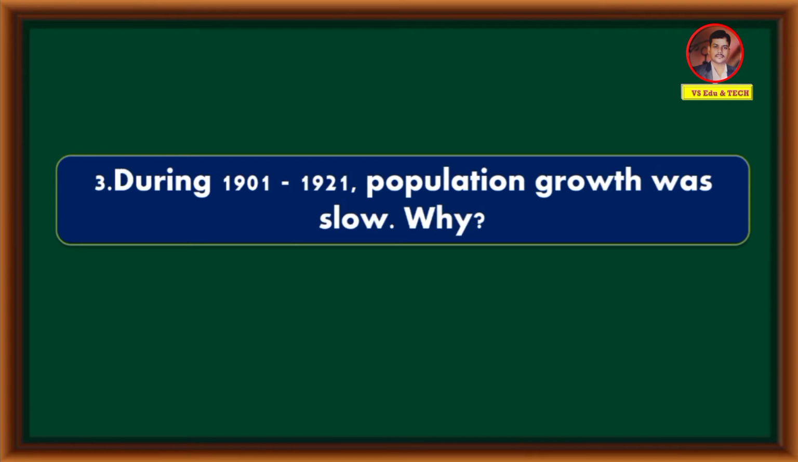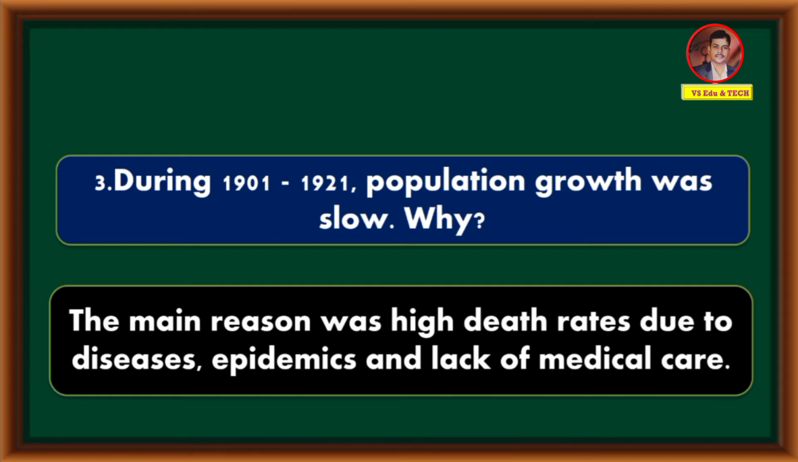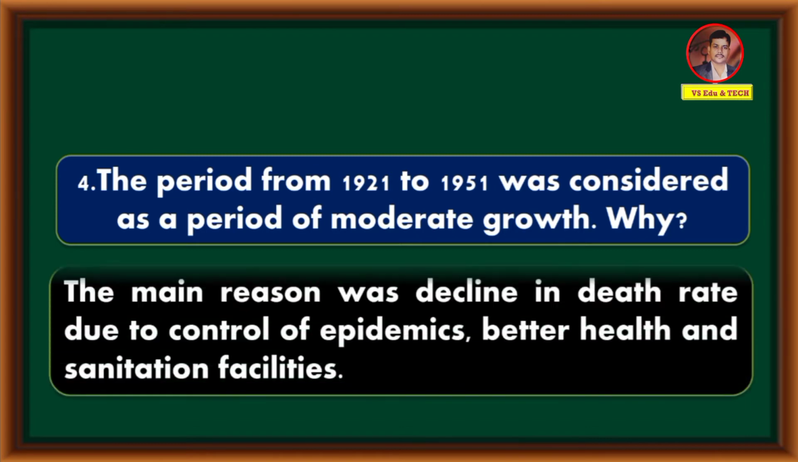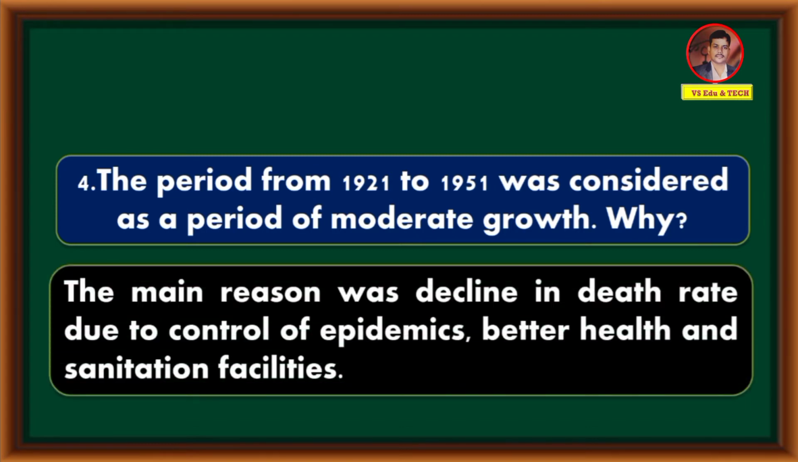During 1901 to 1921, population growth was slow. Why? The main reason was high death rates due to diseases, epidemics, and lack of medical care. The period from 1921 to 1951 was considered as a period of moderate growth. Why? The main reason was decline in death rate due to control of epidemics, better health and sanitation facilities.